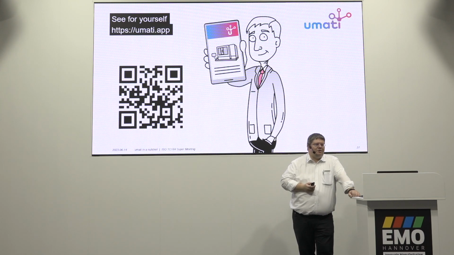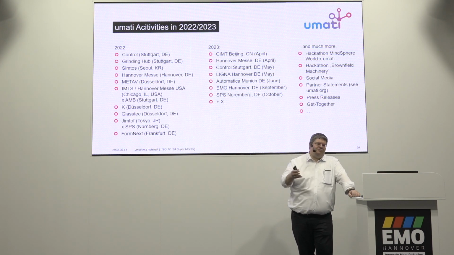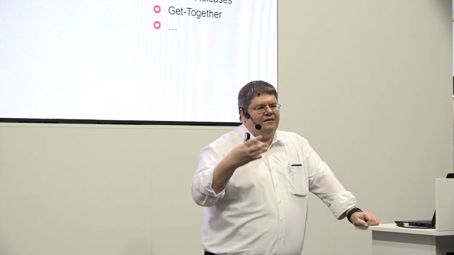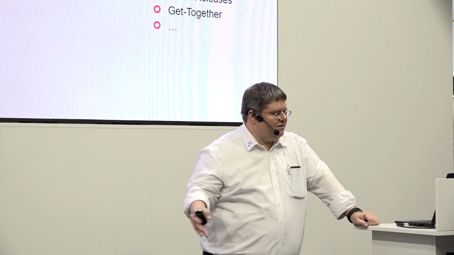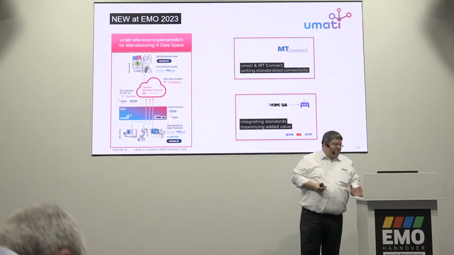And if it works in such an environment like the trade fair here, and we went to the United States, Japan, Korea, and other countries, then it's relatively certain that it will work in the protected environment of a company. Activities, well, we are active worldwide, and if you see umati, you don't see a robot manufacturer or a machine tool manufacturer. You see an initiative with the same look and feel, with the same story, with different approaches depending on the target industry, but at the end there is a joint circle, and that is umati at EMO.